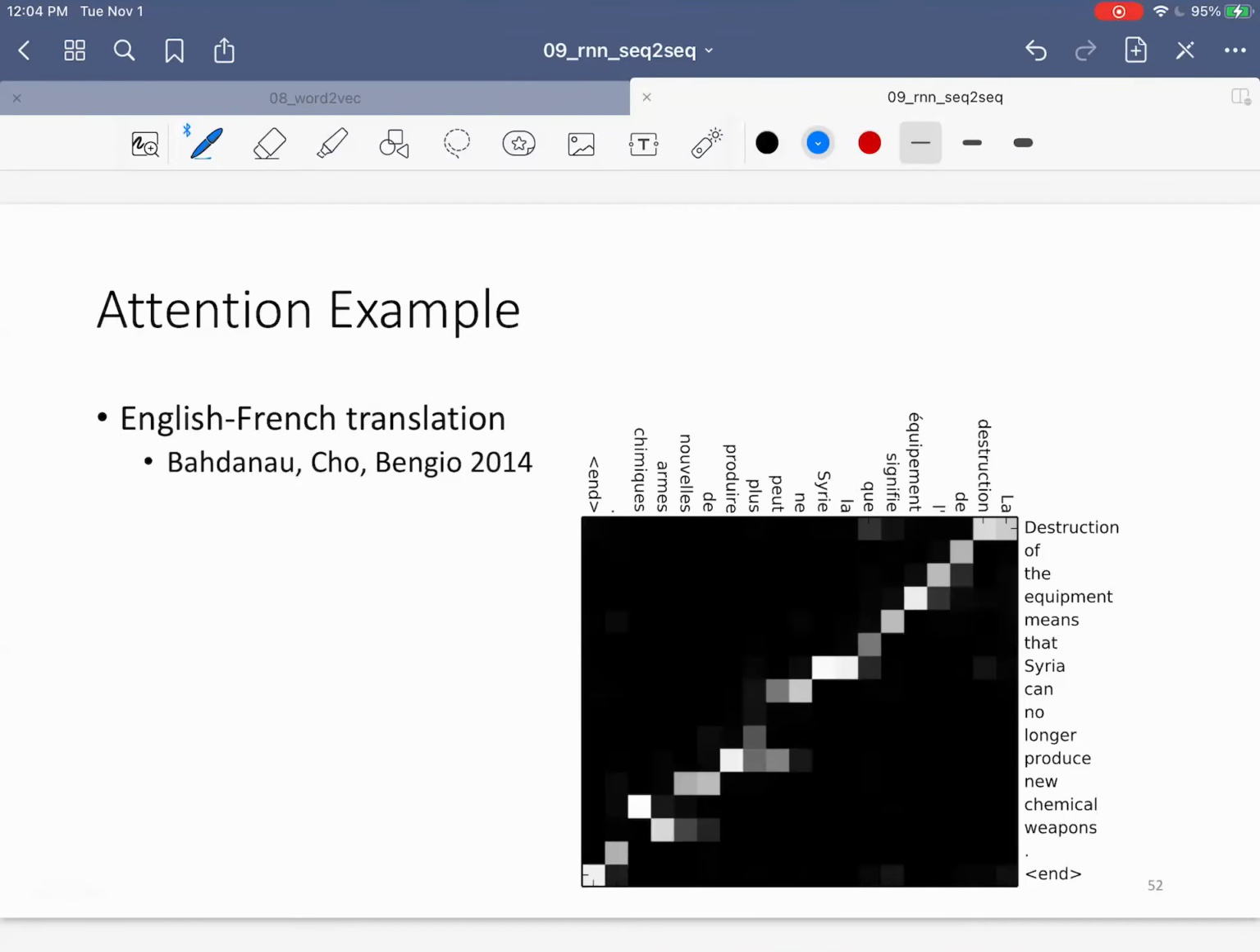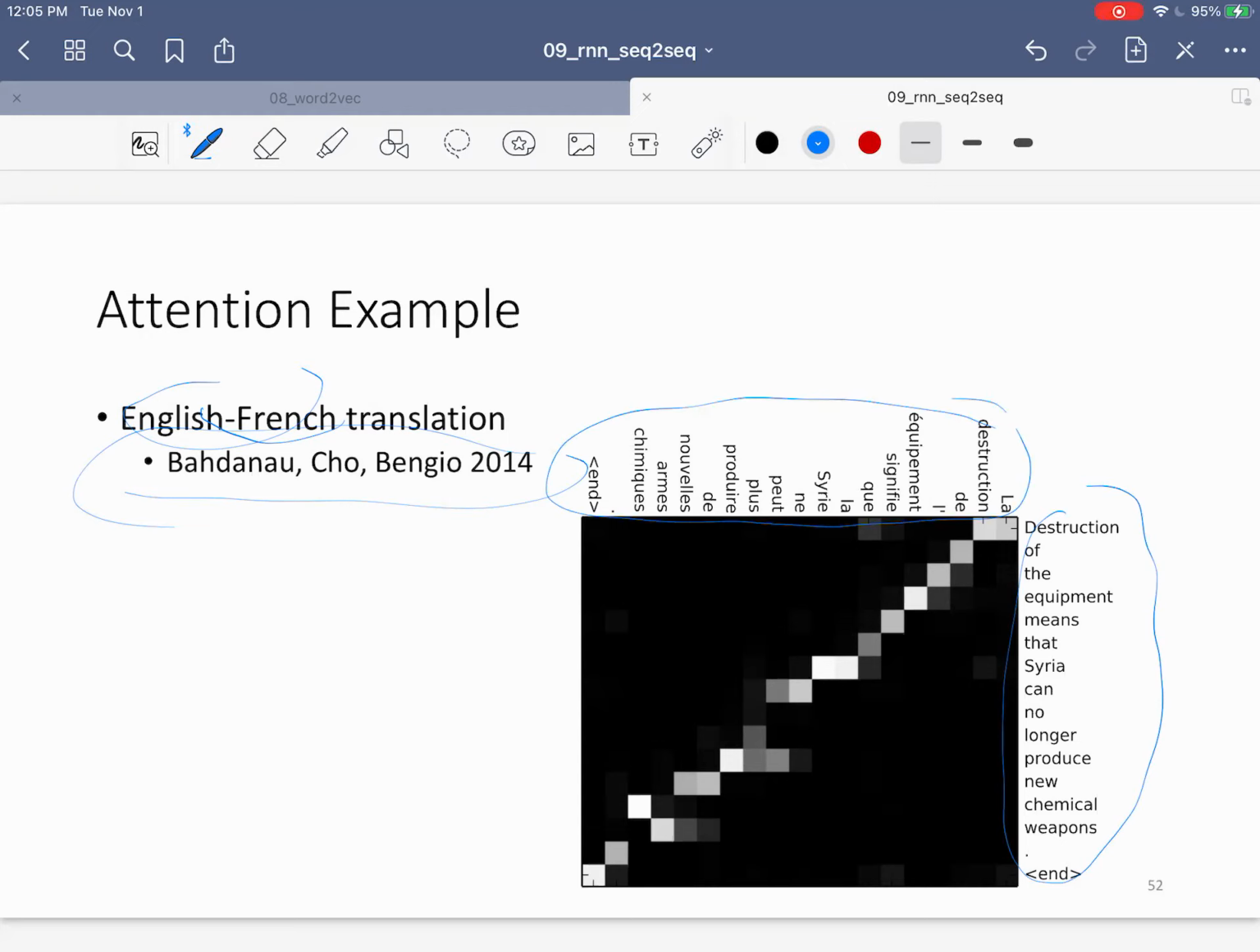So the very last depiction of how you can use attention to interpret what's going on is this. I think this is English to French translation. I borrowed this figure from the original paper. They are trying to translate an English sentence to a French sentence. The English sentence is: destruction of the equipment means that Syria can no longer produce new chemical weapons. You put your English sentence into the encoder, and then you want to generate a corresponding French sentence.